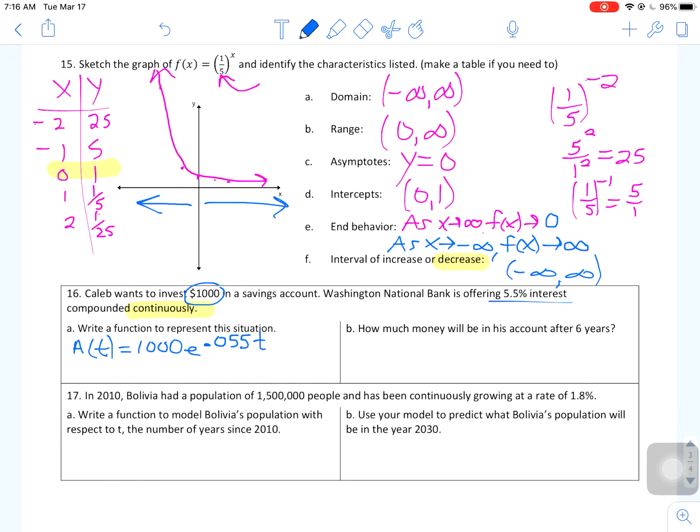Now that you have tried the rest of the problems, let me have you check them. So I'm going to plug in 6 for t in part B because it says after 6 years. So I'm just going to plug in 6. And then when I plug that in, I get about $1,390.97.